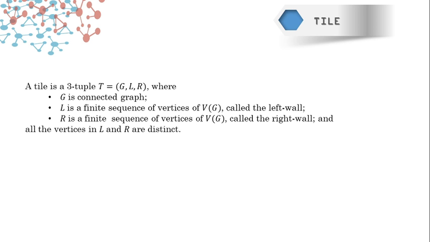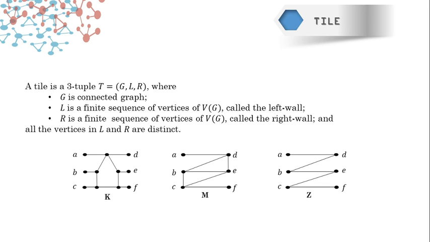Tile. A tile is a triple T = (G, L, R), where G is a connected graph, L is a finite sequence of vertices, called the left wall, and R is a finite sequence of vertices, called the right wall. All the vertices in L and R are distinct. K, M, Z is an example of a tile.